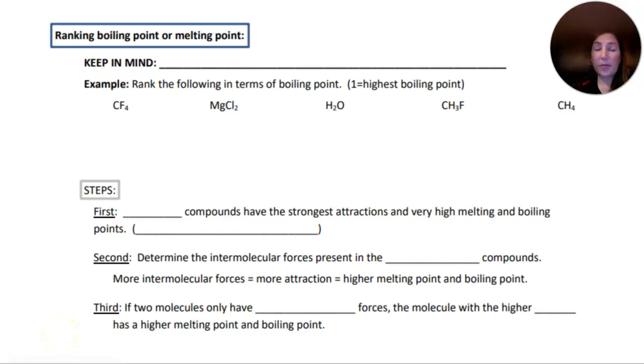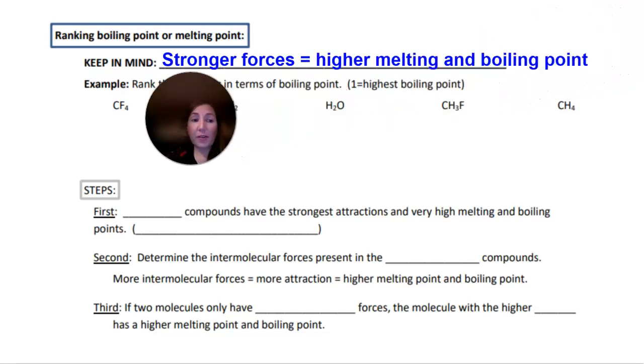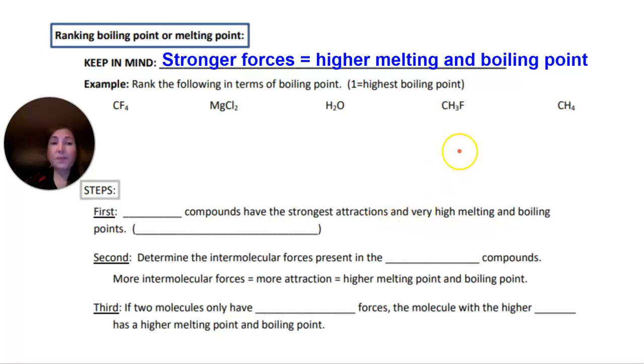This video is on ranking boiling and melting points, and then on some unique properties of water. So, some things to keep in mind when ranking melting and boiling points is that the stronger the intermolecular forces are, the higher the melting or boiling points will be. So, we want to rank the following in terms of boiling point, with a 1 being the highest boiling point.